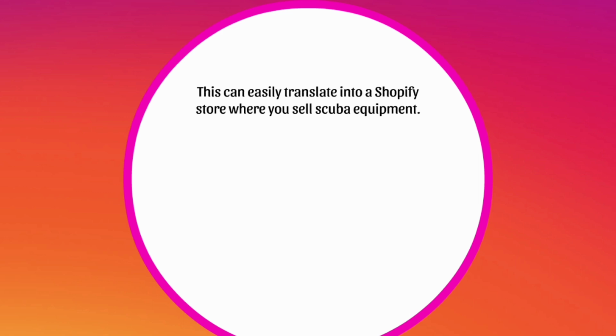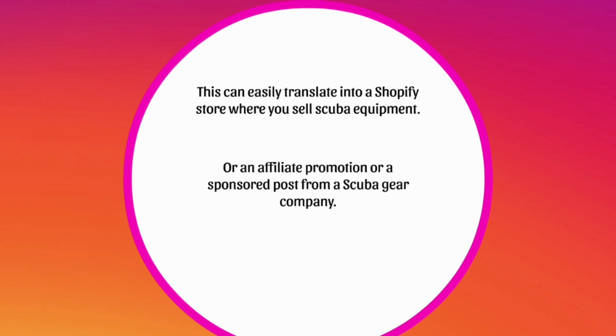You get to indirectly sell, because at the end of the day, people are going to want what you have. They feel, okay, if I have the same tools or equipment that you have as a scuba diver, or whatever you're doing as a lifestyle or brand, they're more likely to buy it, right? So it can be a Shopify store, an affiliate promotion, or a sponsor post from a scuba gear company, which we'll talk more about later down the road. But before you can do all of that, you need to have a brand. You need to have the ability to create a lifestyle, right?